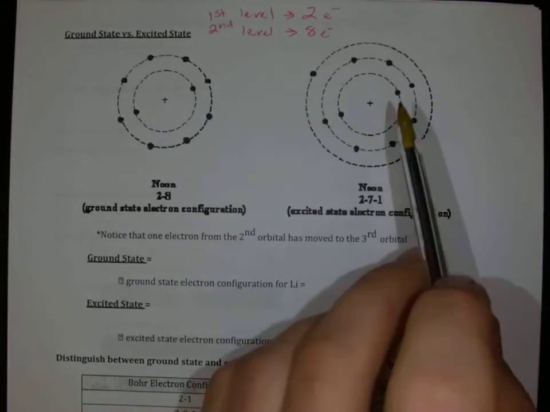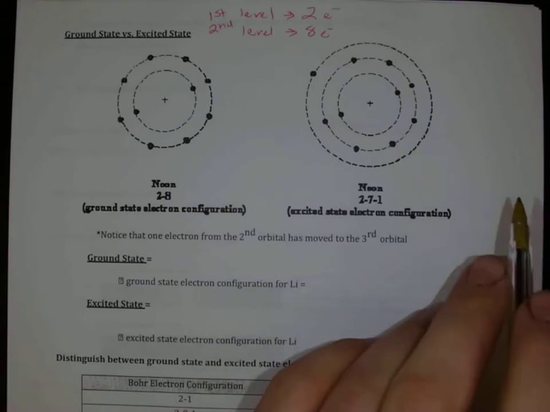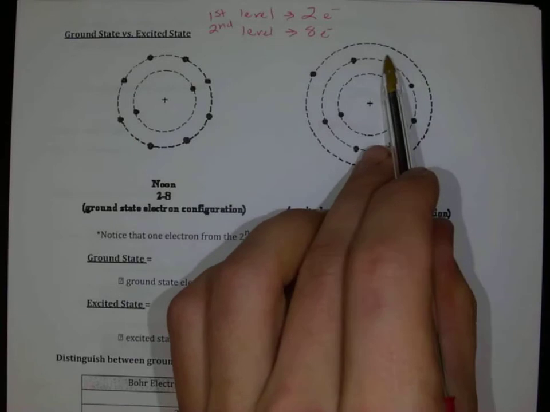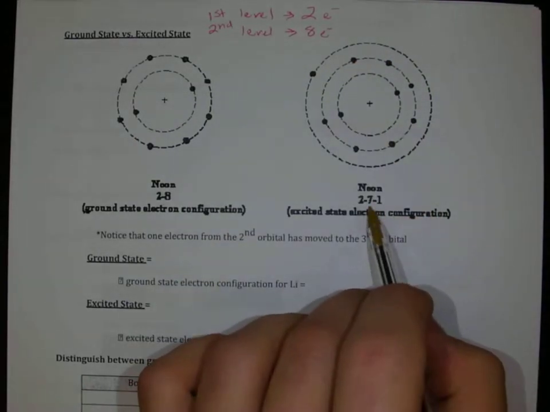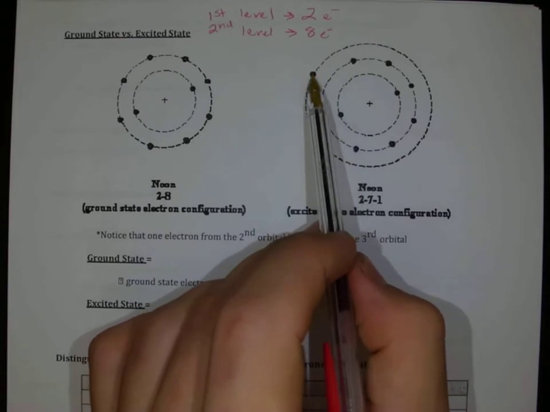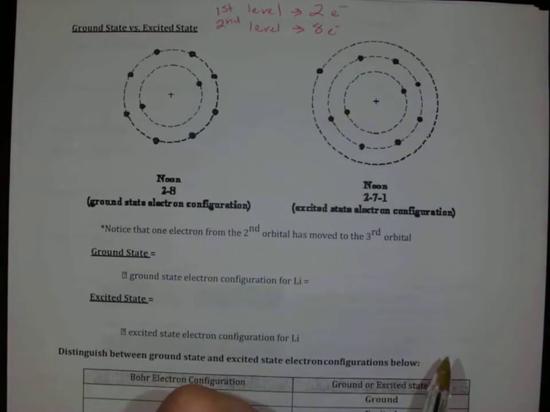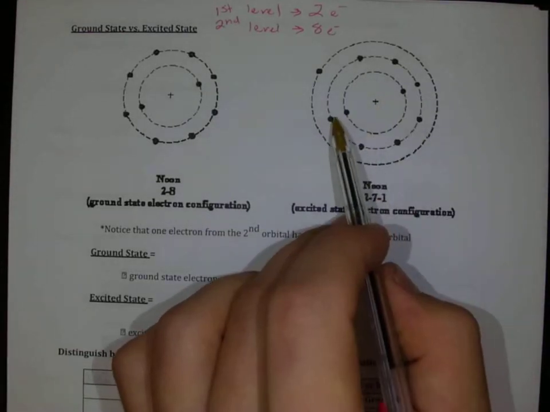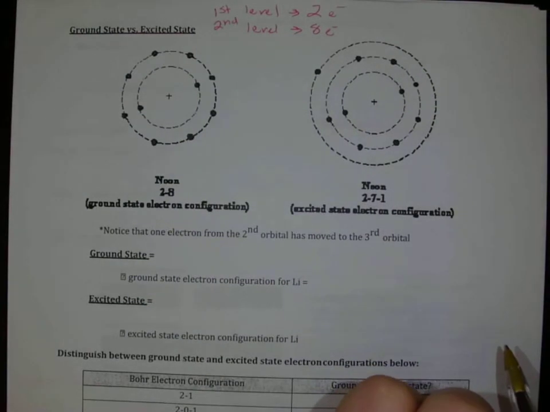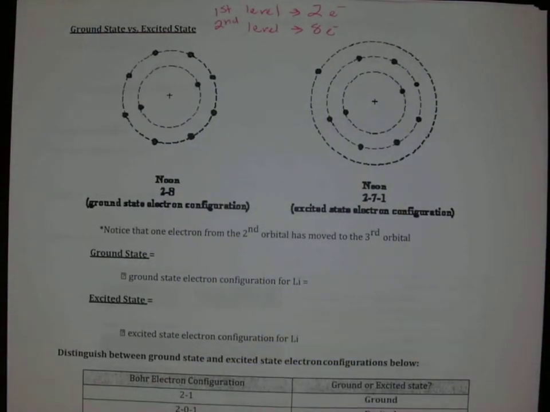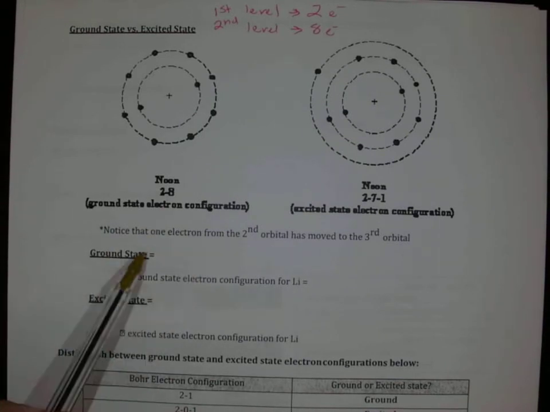So now what we see on the right-hand side here is that there are 2 electrons in the first energy level, so there's our 2, but there's only 7, 1, 2, 3, 4, 5, 6, 7, that are in the second energy level. That 8th electron jumped from the second energy level up to the third. So now this is an excited state, okay? So 2, 7, 1 tells us that this neon atom is excited. It has absorbed some energy, okay? So we need to be able to identify our ground state versus our excited state, right?